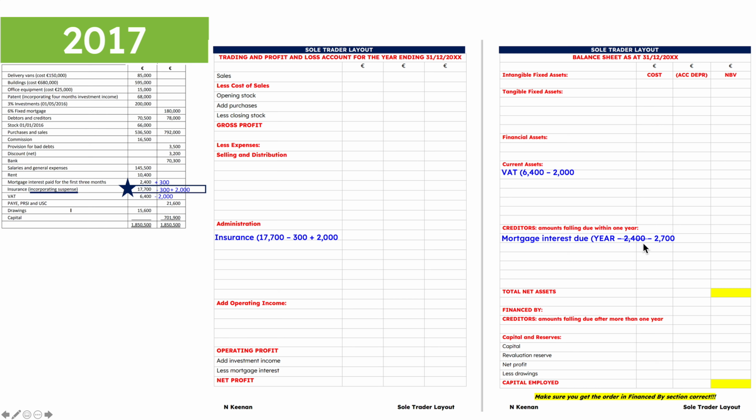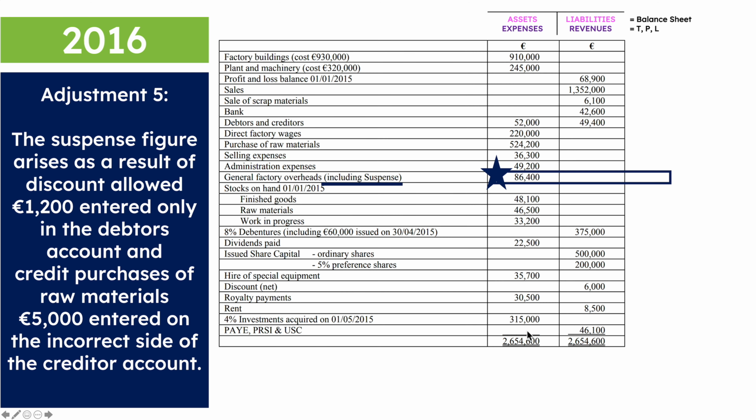I've just got this nice and big so that you guys can see it, but just keep that over to the side. Okay, 2016 manufacturing account, adjustment number 5. So the suspense figure arises as a result of discount allowed 1,200 entered only in the debtor account, and credit purchases of raw materials 5,000 entered on the incorrect side of the creditor account. Okay, so we'll go with discount allowed 1,200 entered only in the debtor's account first.